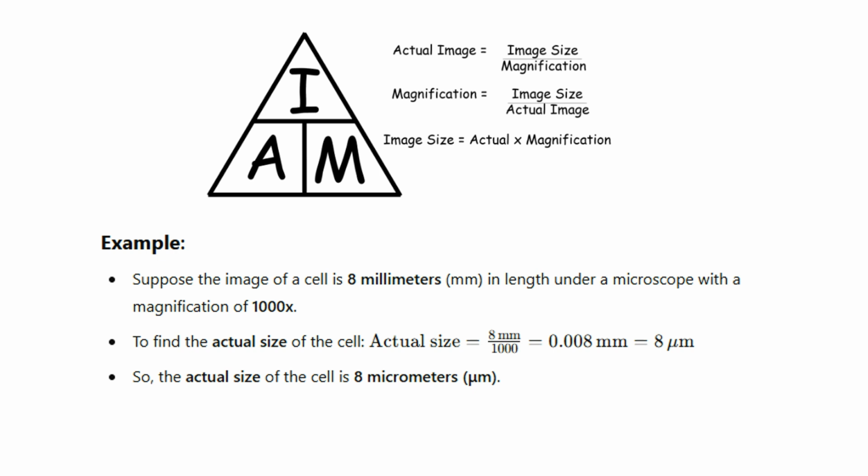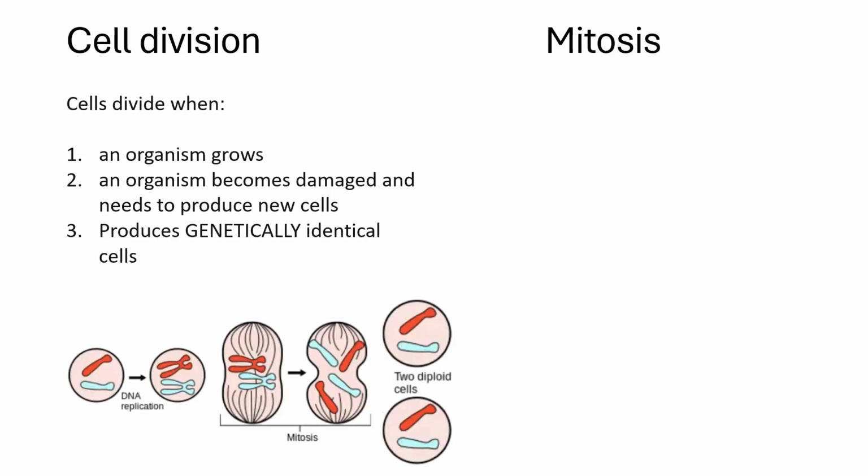So to find the actual size, it's 8 millimeters divided by 1,000, gives you 0.008 millimeters. Times it by 1,000 to get 8 micrometers.